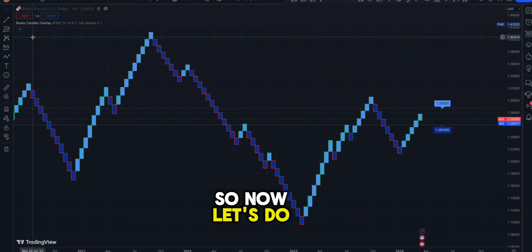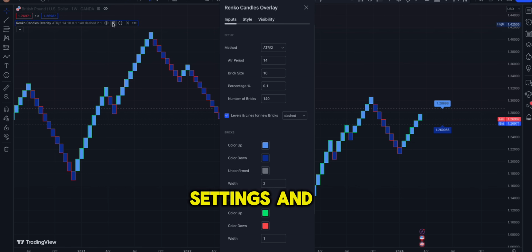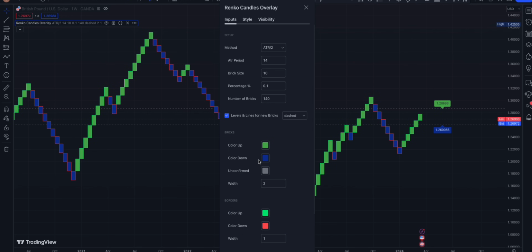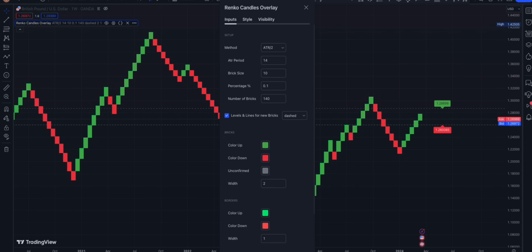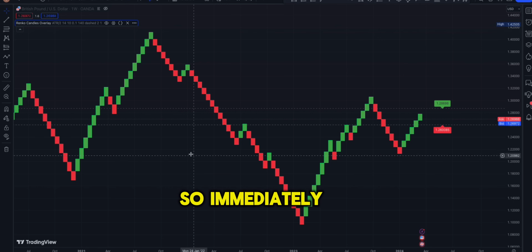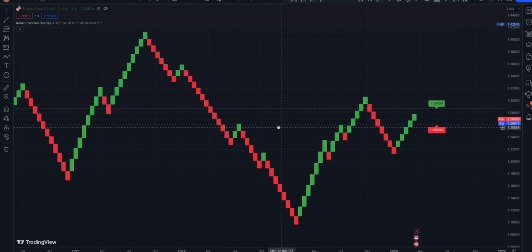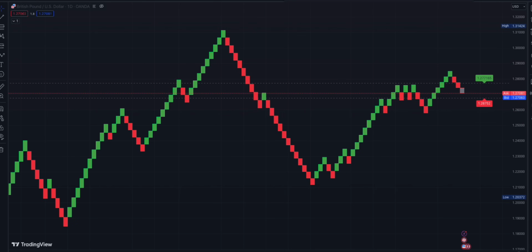So now let's do some settings on the renko candles. Let's go to the settings and click on the color up. We'll make the color up to be green and the color down will change it to red. So immediately you change it, this is how your chart will look like.